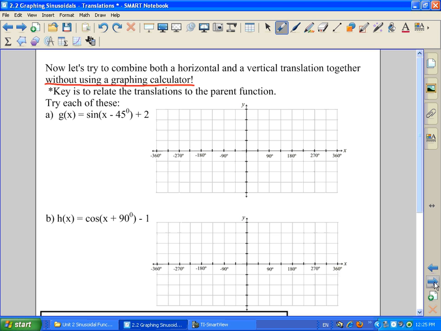Okay, so first of all, we got to start with what's our parent function. Our parent function is, just to keep consistent, f of x, or y, equals sine x. So again, we're going to graph that, ladies and gentlemen. So we start at 0 for sine x. So we go 0, maximum, axes, minimum, axes. So draw a nice smooth curve. Here we go.